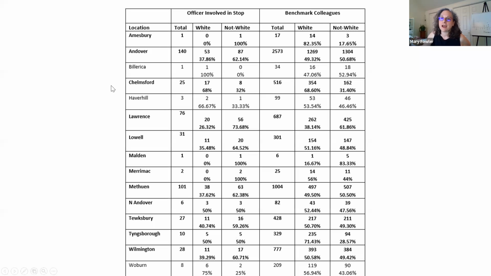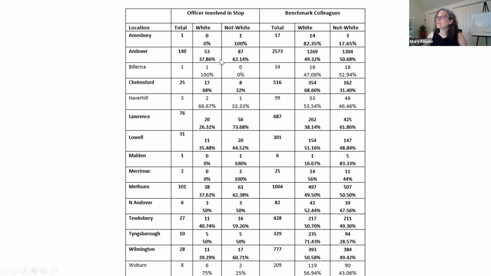And that's driven by the facts of the stop, the case, the race of the individual that was stopped. So here in Andover, the police officer involved in the stop wrote 62% of the citations to non-white drivers, and his colleagues wrote 50.68% of their citations to non-white drivers in Andover.